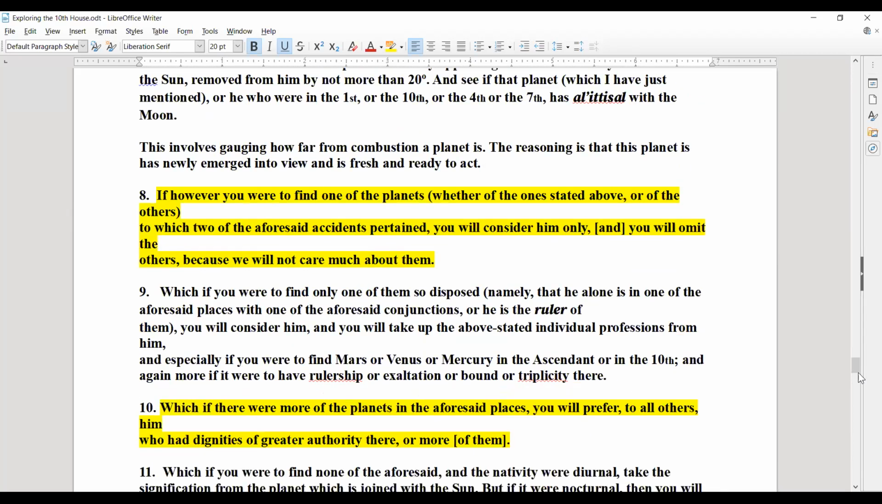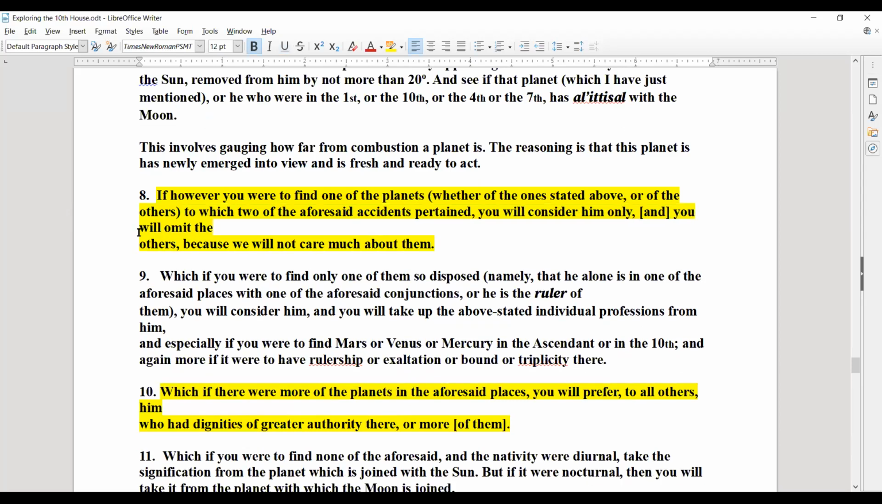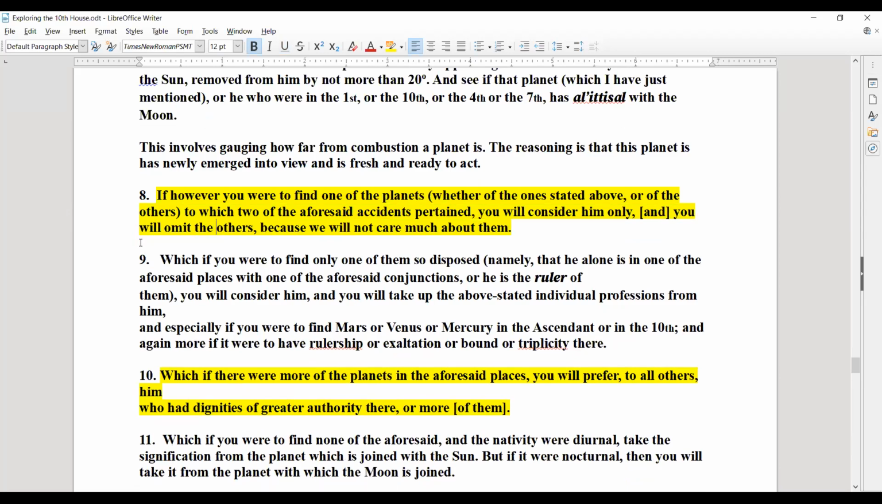If, however, you were to find one of the planets to which the two aforesaid accidents pertained, you will consider him only and omit the other. So they're basically saying, let's say you found a planet in the Ascendant or the 10th house, and it was ruler of the 10th, and it was applying to the moon. You would immediately take that planet.